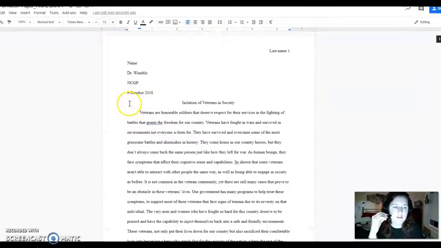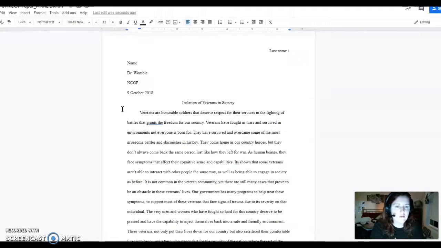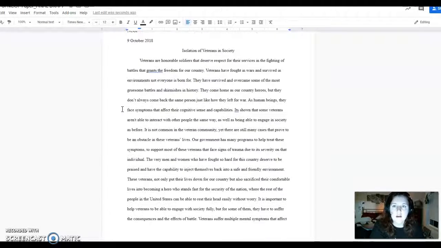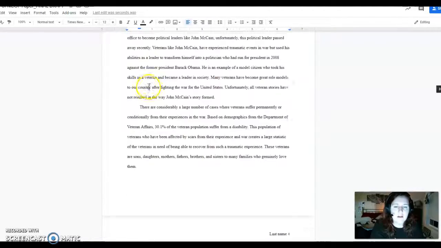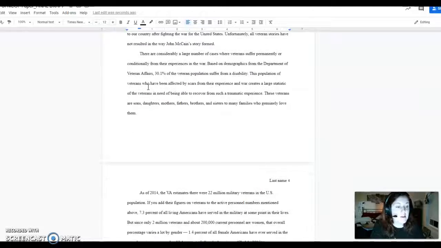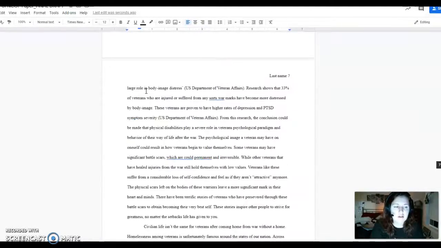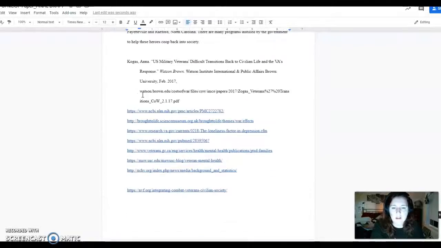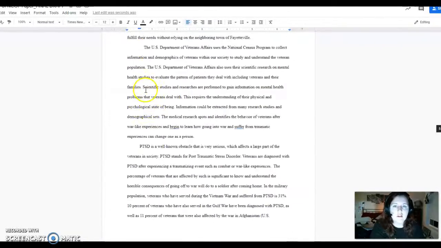Good morning, students. Today I'm going to talk to you guys about reverse outlining and the benefits of that as a revision strategy. So what I'm going to do is take a sample NCGP paper, as they used to be called, and talk to you guys about if this could be organized better. So let's just look at this paper.